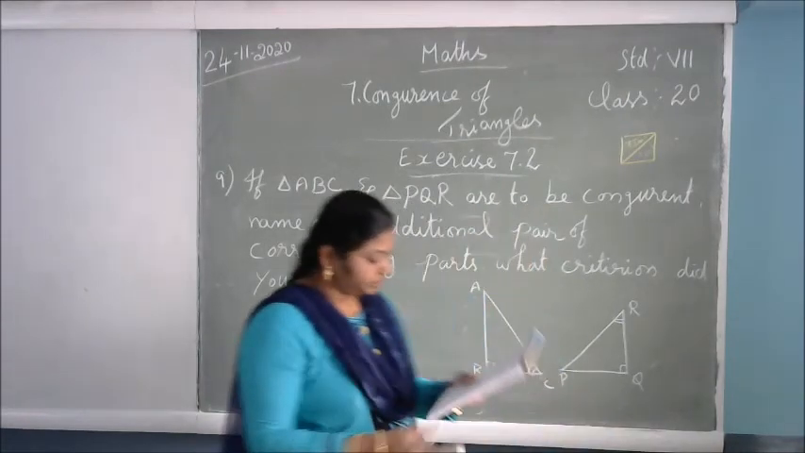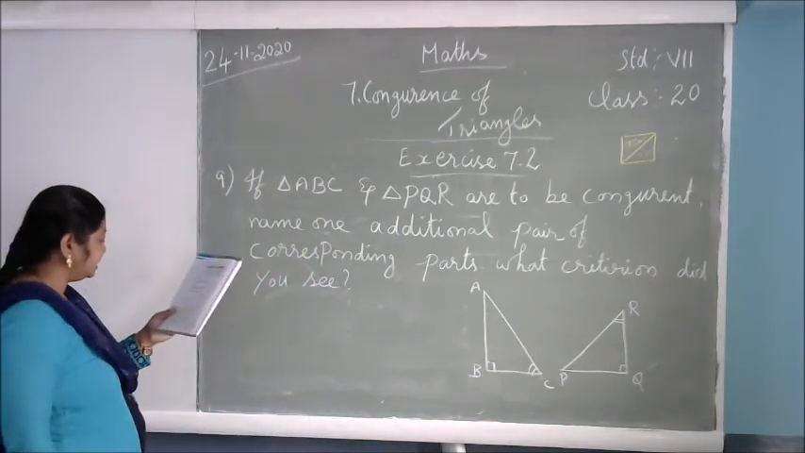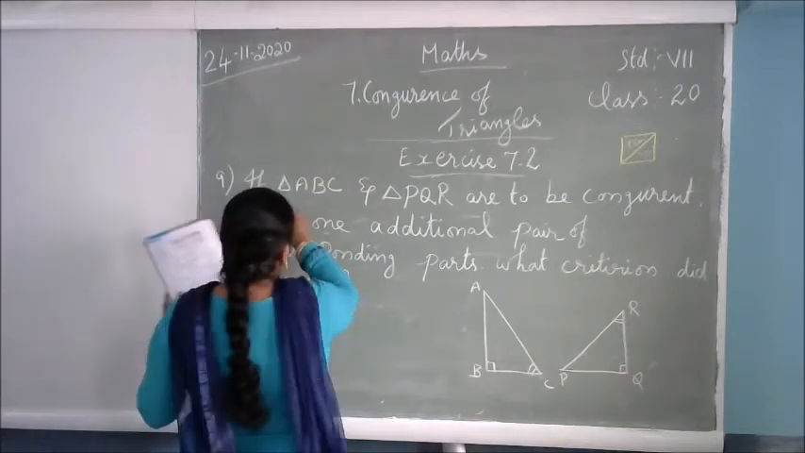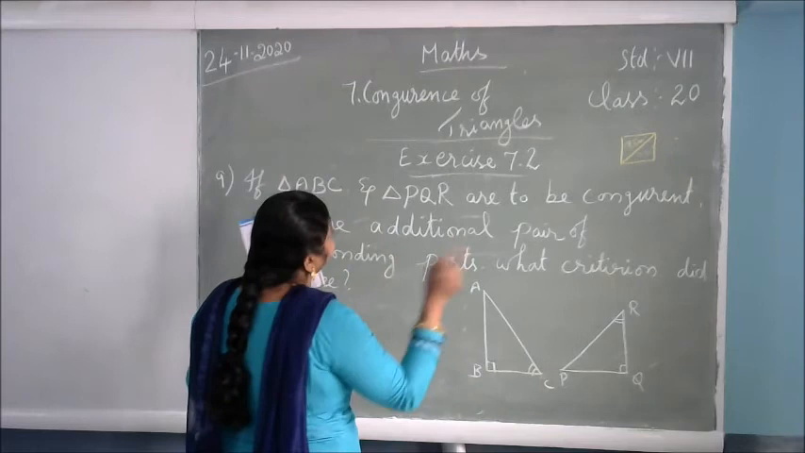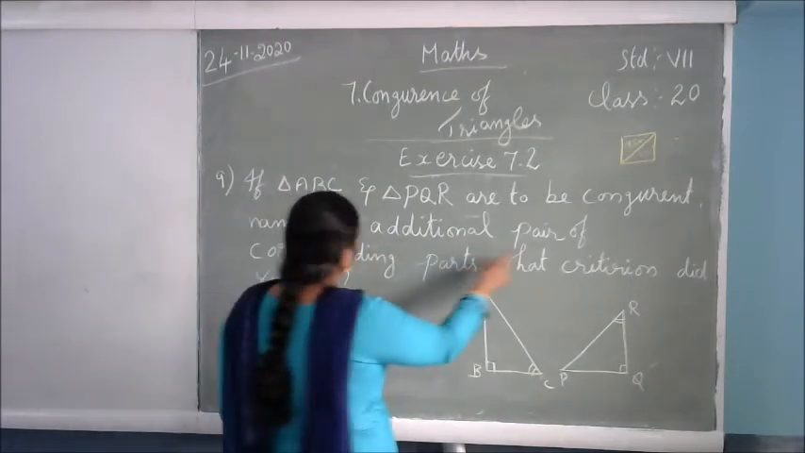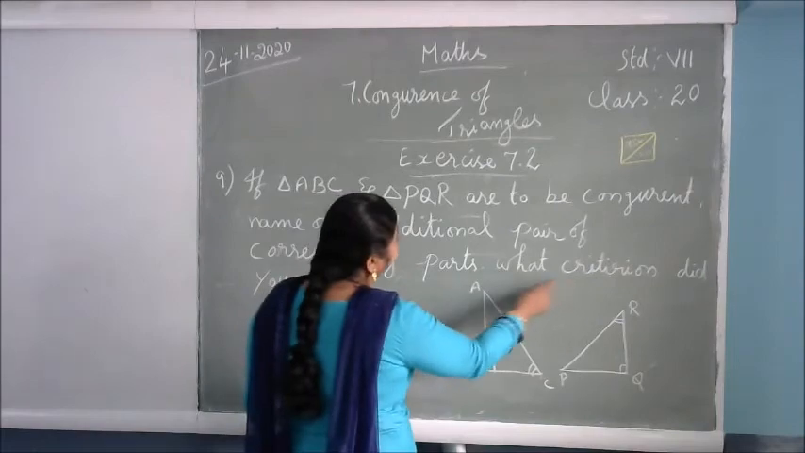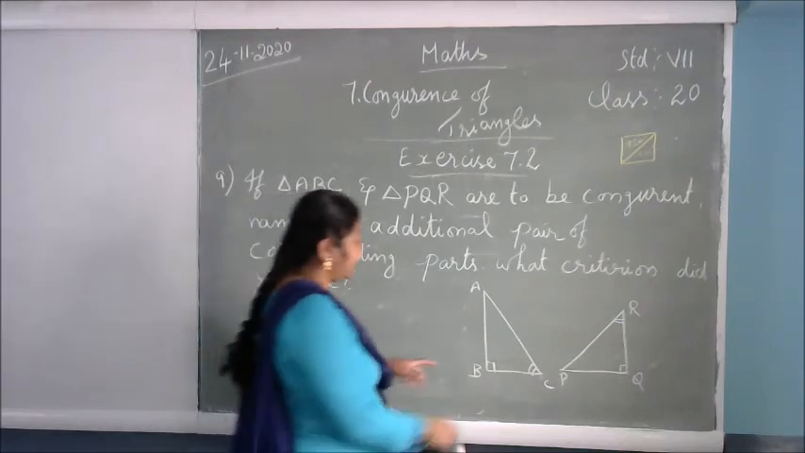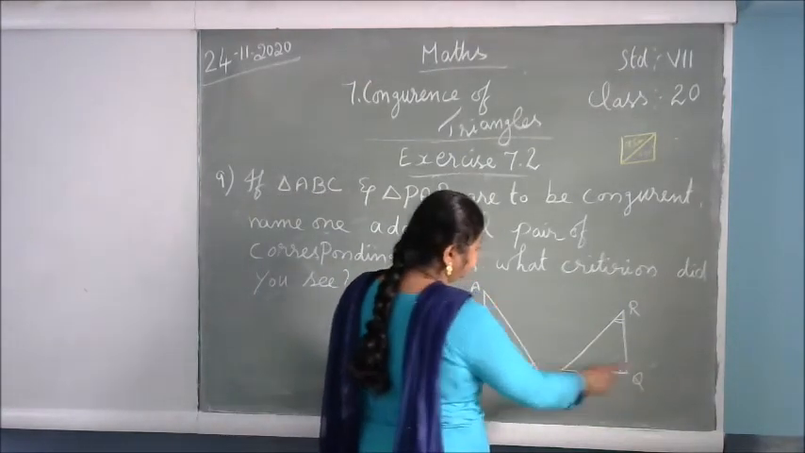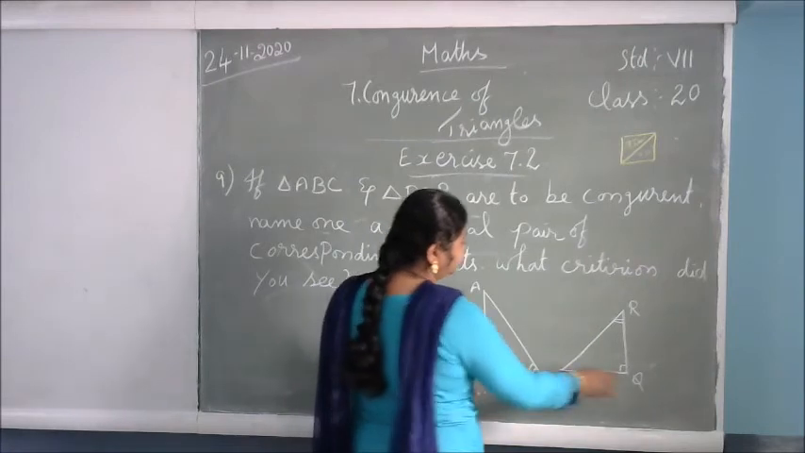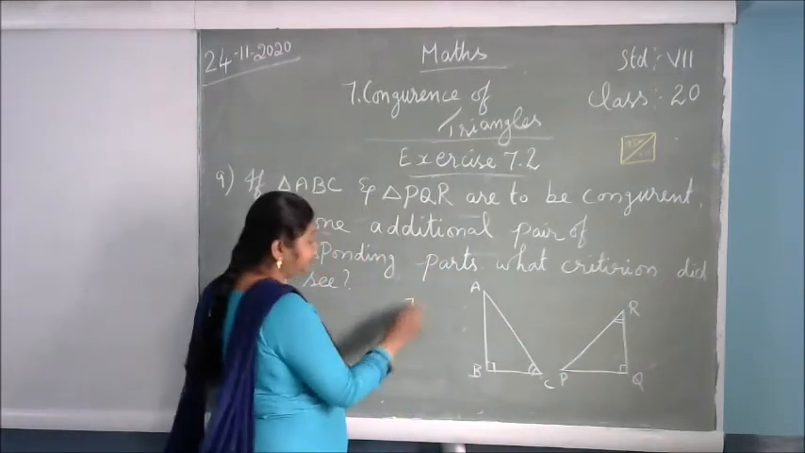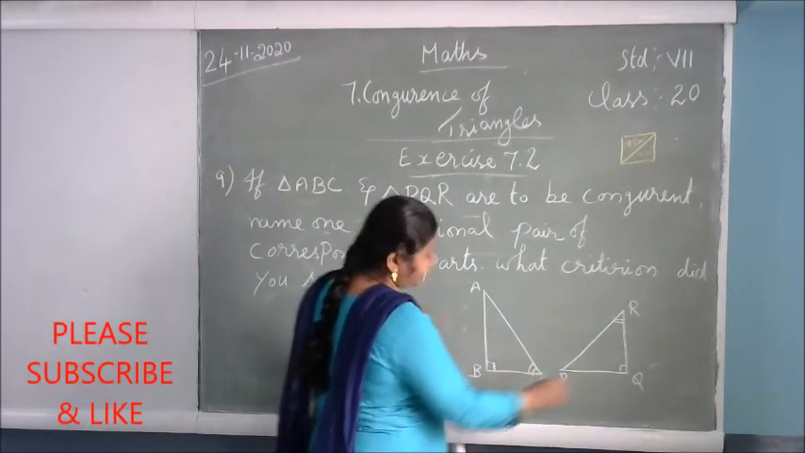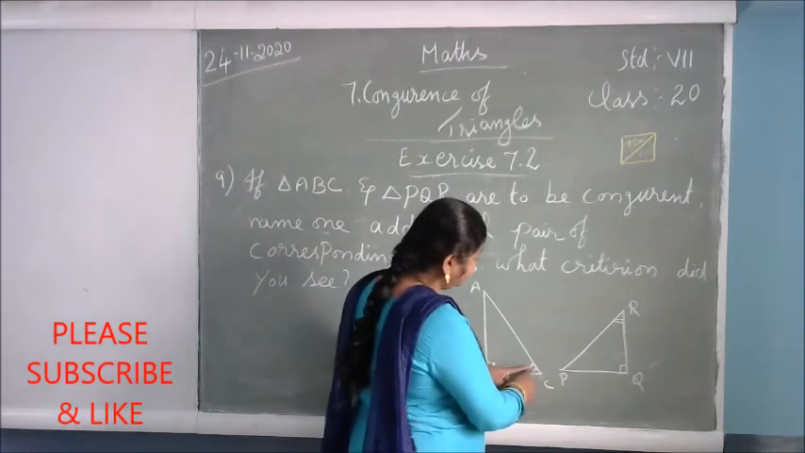Okay, the ninth question. If triangle ABC and triangle PQR are to be congruent, name one additional pair of corresponding parts. What criteria is this? You have to say. See here, angle B is equal to angle Q they have given, because this sign means this is 90 degrees. So angle B is equal to angle Q, and these two lines are there.